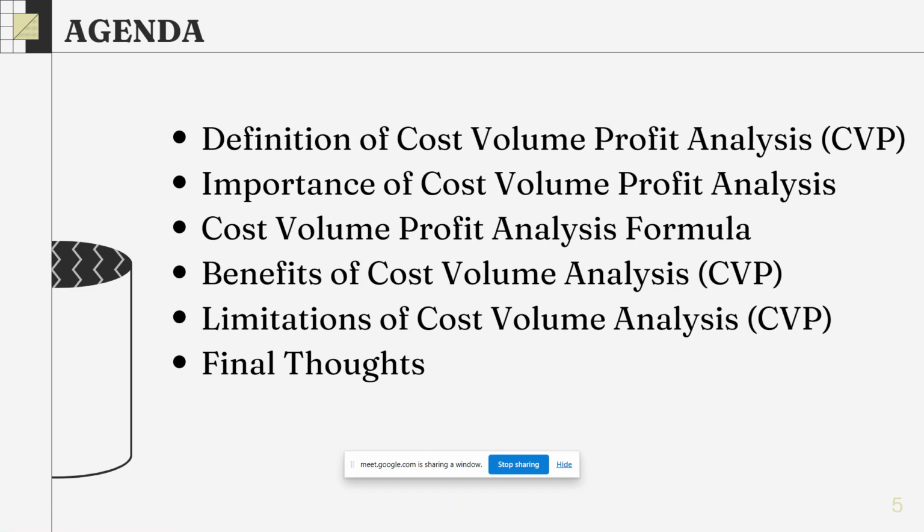And for our agenda, we will talk about the definition of cost volume profit analysis and its importance, cost volume profit analysis formula, benefits, limitations, and also the final thoughts.